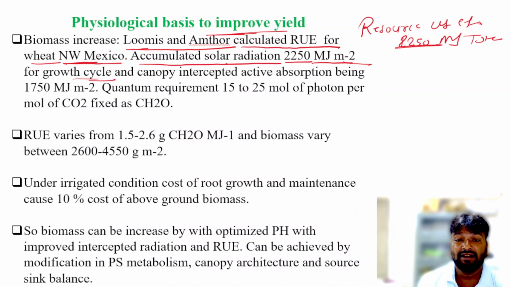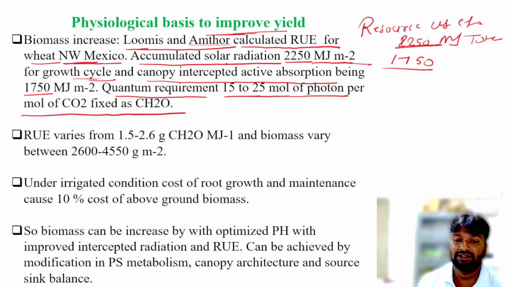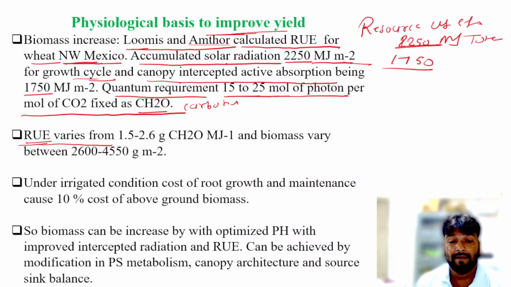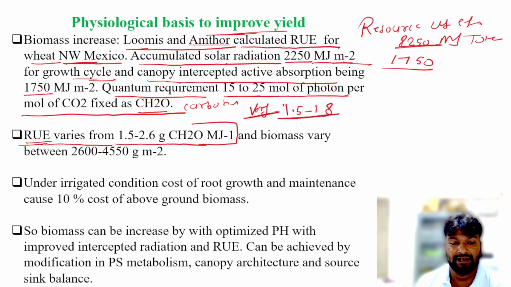While the canopy intercepted active absorption is 1750. Also, the quantum requirement is 15 to 25 moles of photon per mole of CO2 fixed as CH2O or carbohydrate. So the resource use efficiency varies from 1.5 to 2.6 grams CH2O per million joule. This is very low compared to rice. Generally in wheat varieties it is near 1.5 to 1.8, and the biomass varies from 2600 to 4550 gram per meter square.